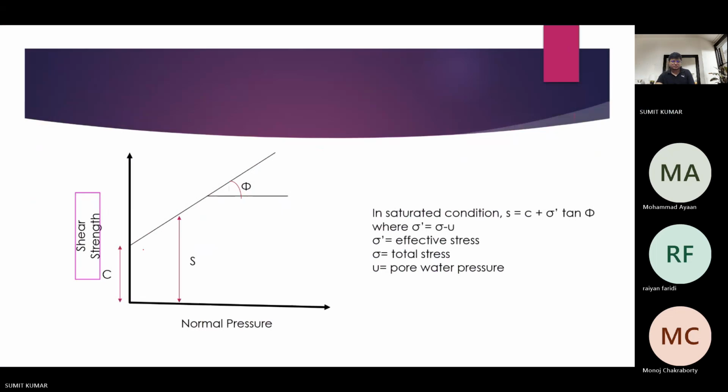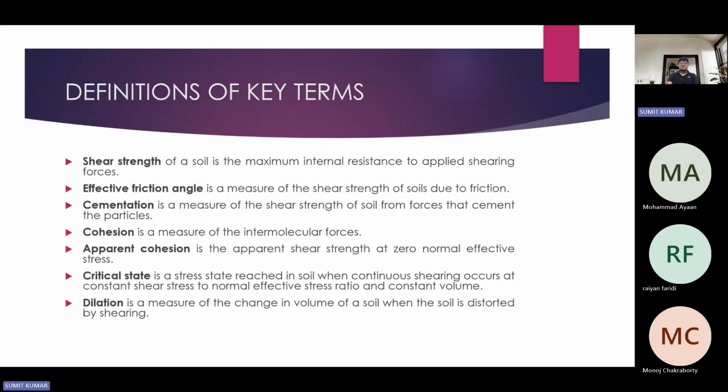Now, talking about the definitions of key terms, the shear strength of a soil is the maximum internal resistance to applied shearing force. The effective friction angle is a measure of the shear strength of soil due to friction, while cementation is a measure of the shear strength of soil from forces that cement the particles. The cohesion is a measure of intermolecular forces.